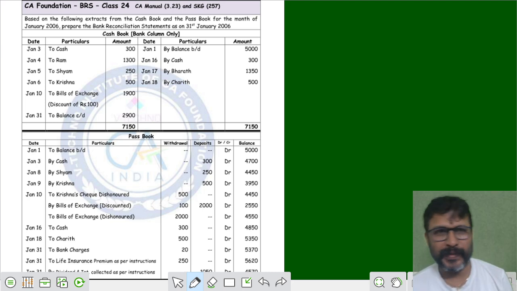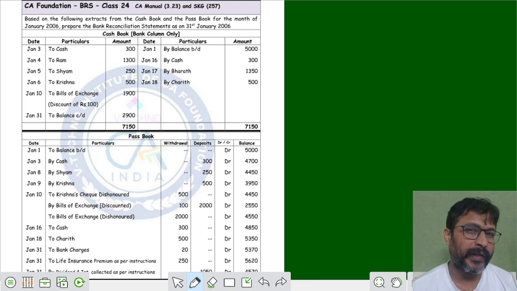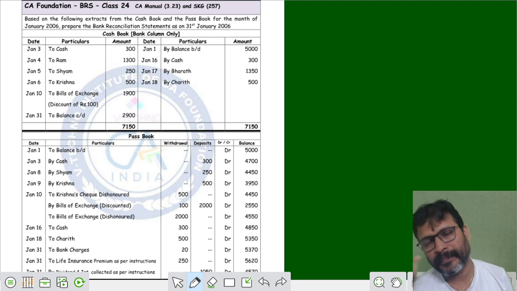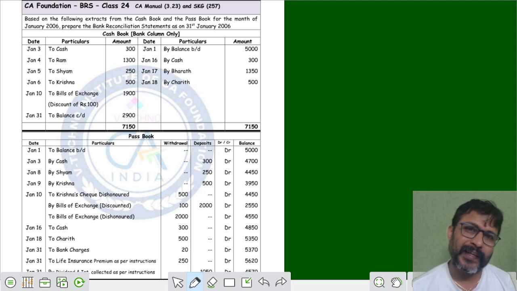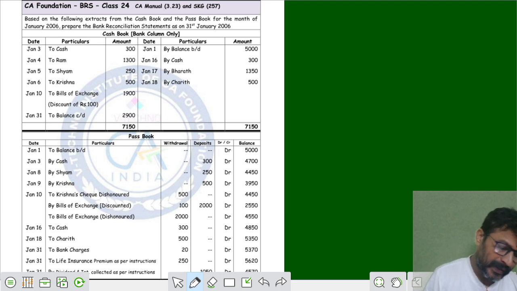Students of CA aspirants, see, my dear kids, we have completed 24 classes in BRS. Now we are into the 25th class. In this 25th class, we have been provided with cash book and also passbook. See the months. This is given for the month of January and this one is also given for the month of January.